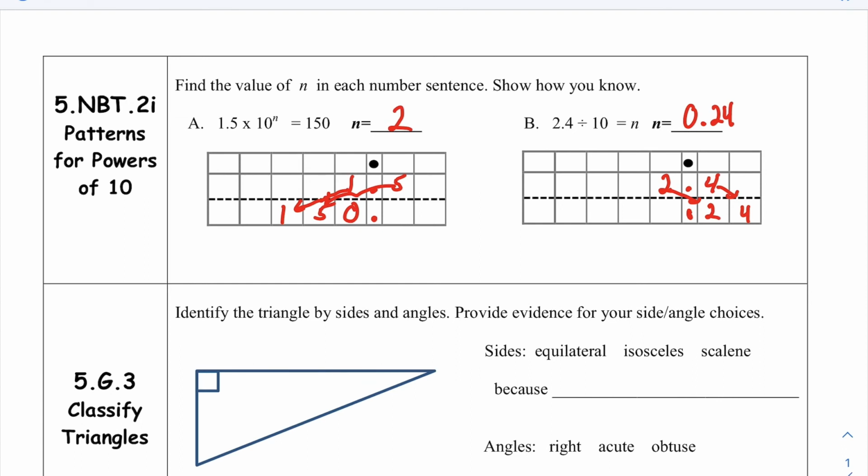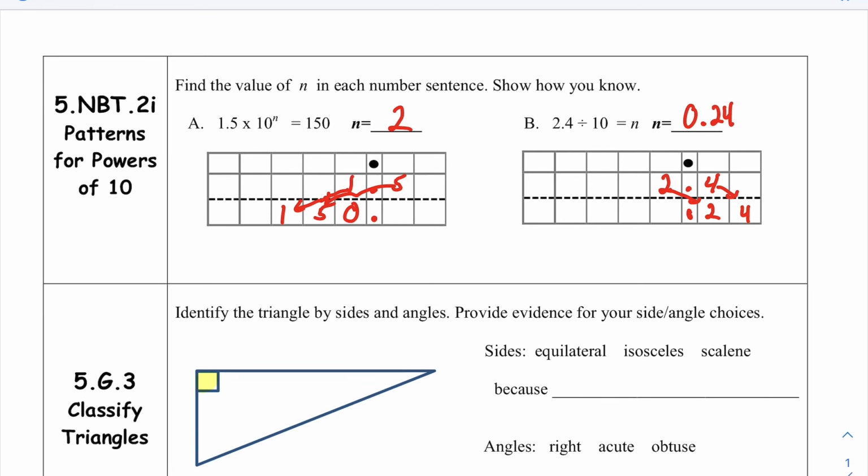Identify the triangle by sides and angles. Provide evidence for your side and angle choices. Well, there's a couple things going on here. So first, sides. Equilateral means all 3 sides are identical. So when I'm looking at this triangle, there's a couple things I can notice. Well, number 1, I know we're talking sides, but if you look right here, there is a 90-degree angle. So that is a 90-degree angle.